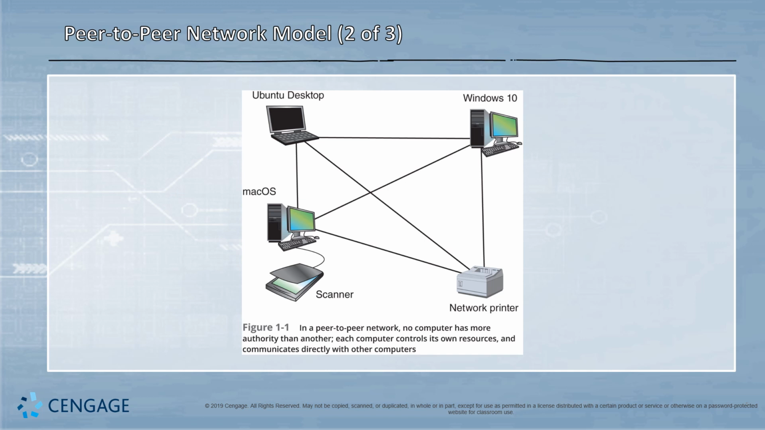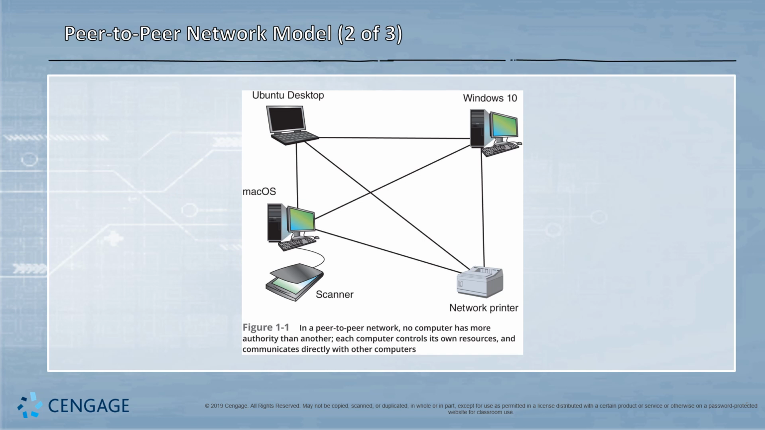So here we have a peer-to-peer network with a Mac OS desktop, an Ubuntu desktop, a Windows 10 desktop, a network printer, and the Mac OS device has a scanner connected. Now, as it stands, the Mac OS device could choose to share or not share that scanner at its discretion.